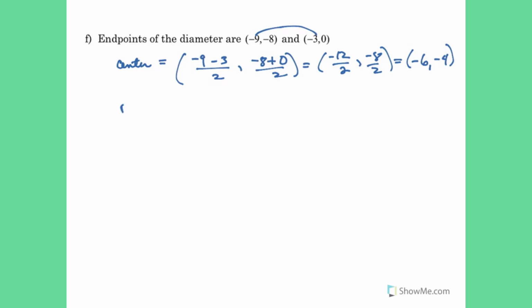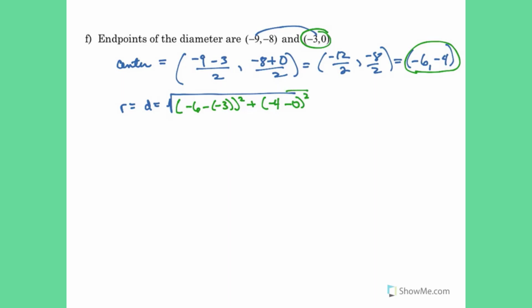So now my radius is the distance between my center and one of those points. So I think I'm going to take my center and I'm going to use that. 0 always seems to be pretty easy. So I'm going to take negative 6 minus a negative 3 and negative 4 minus 0. Ooh, so that's a lot of negatives. So I have negative 6 plus 3. That's negative 3 squared is 9. And then that's going to be negative 4, which is 16. So I know the square root of 25 is 5, but I'm just going to, again, leave it like that.